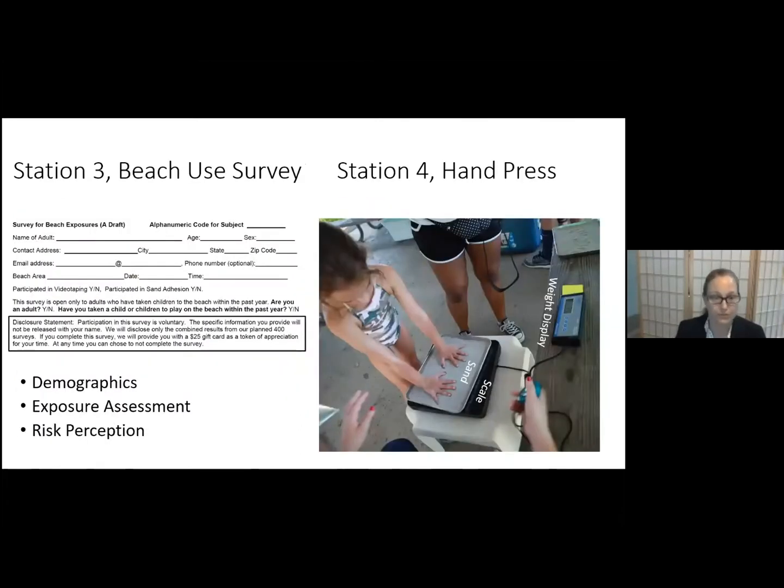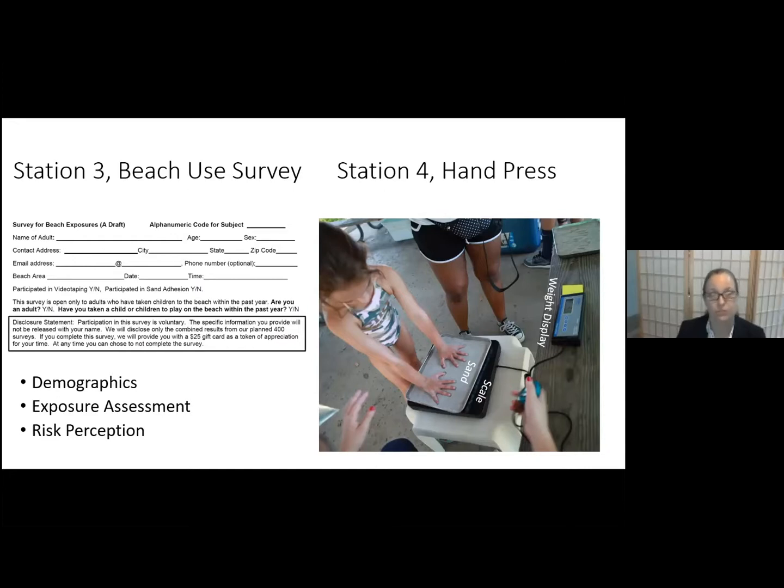The beach use survey, in addition to asking questions about demographics, asked questions relevant to exposure assessment, such as the number of times per year the family would visit the beach, typical amount of time spent at the beach, general activities while at the beach, and so on. The survey also asked questions that related to risk perception.